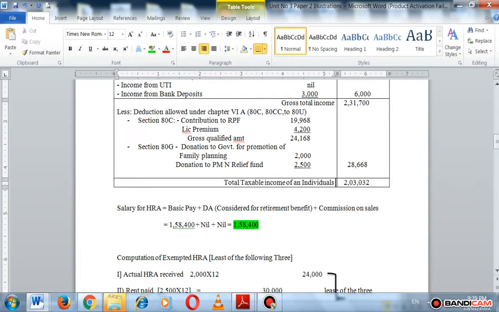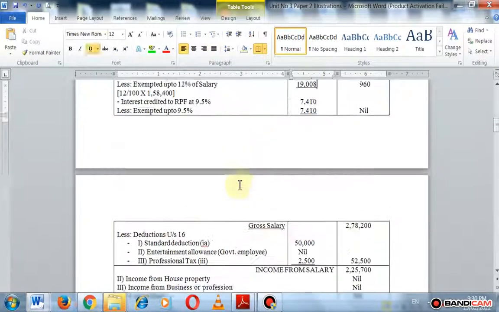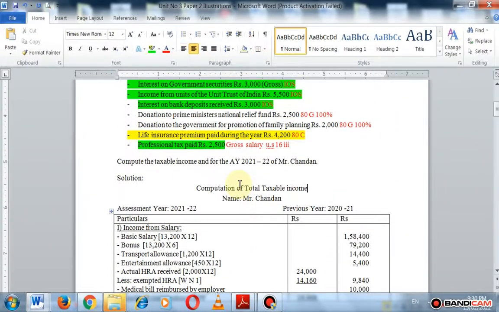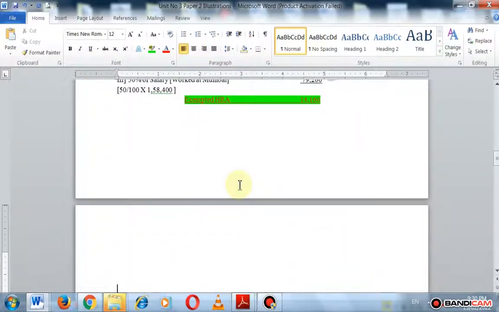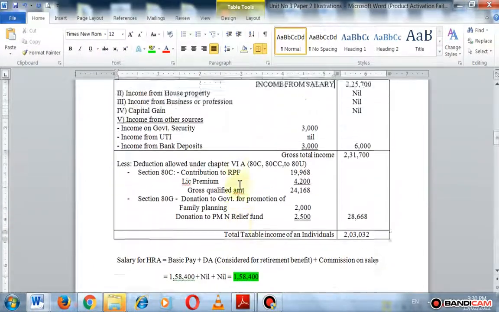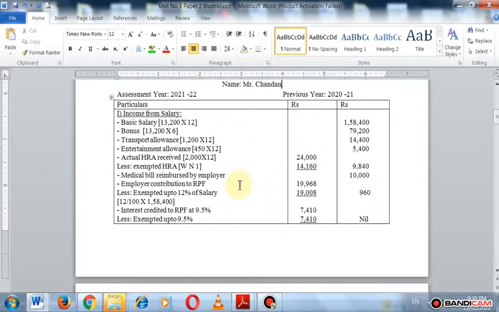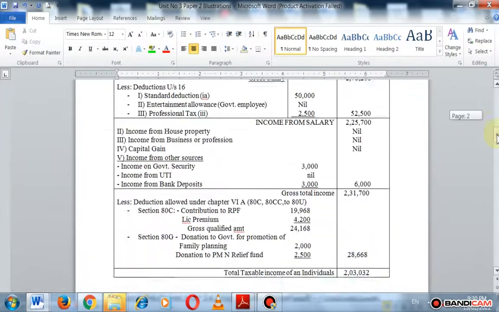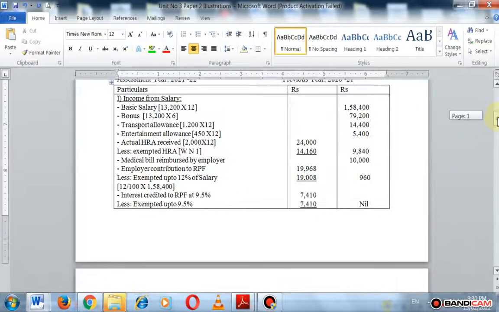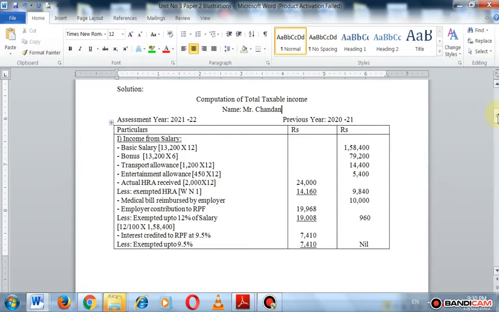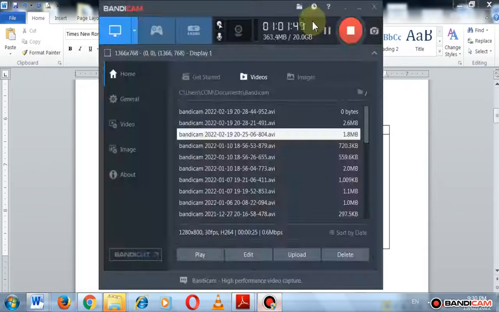So here we computed the total taxable income of an individual. In our next lecture, we will solve another illustration on computation of total taxable income of an individual. Got it? It is very easy. Remember the five heads of income, and as per the heads of income, we compute the taxable income of an individual. Thank you very much.